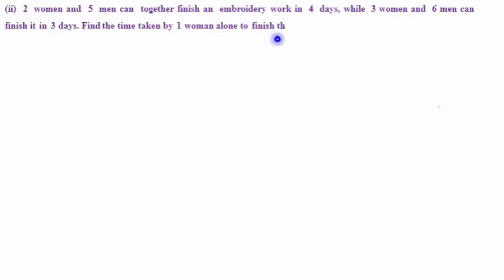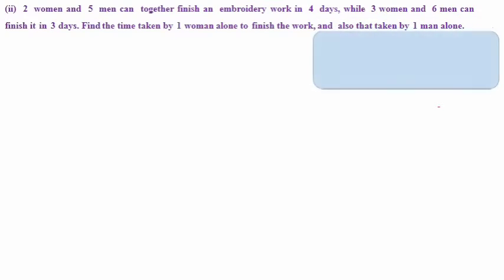Now we shall discuss the second question, that is: 2 women and 5 men can together finish an embroidery work in 4 days, while 3 women and 6 men can finish it in 3 days. Find the time taken by 1 woman alone to finish the work, and also that taken by 1 man alone.